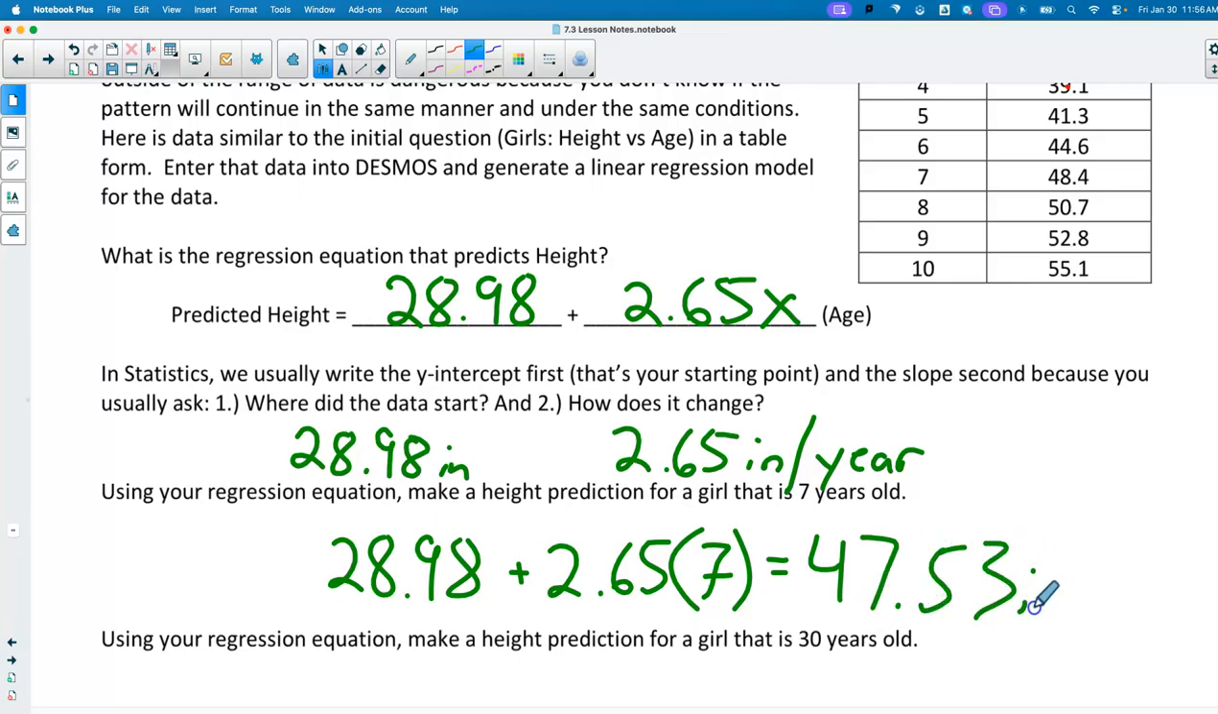47.53. Anyone else get that number? Okay, so we got the number. That's good. Now, here's the deal. We also got to think, does this make sense? Because we have a bunch of data to tell us does it make sense or not.